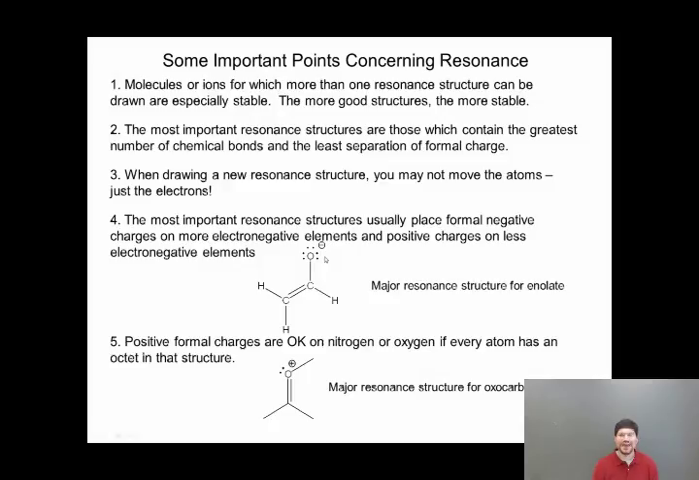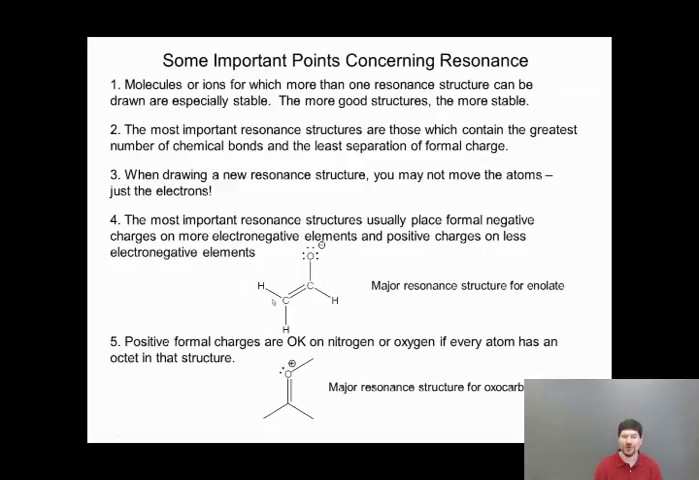And finally, this may seem like a contradiction of Rule 4, but it's really a manifestation of the fact that the octet rule is the most important rule in chemistry. It is okay to have a positive formal charge on nitrogen or oxygen if every atom obeys the octet rule in that structure. So this is the major resonance structure for the oxocarbocation, because in the alternative structure we only had 6 electrons around carbon, but in this resonance structure there are 8 electrons around carbon, it's participating in 4 bonds, and there are 8 electrons around oxygen.